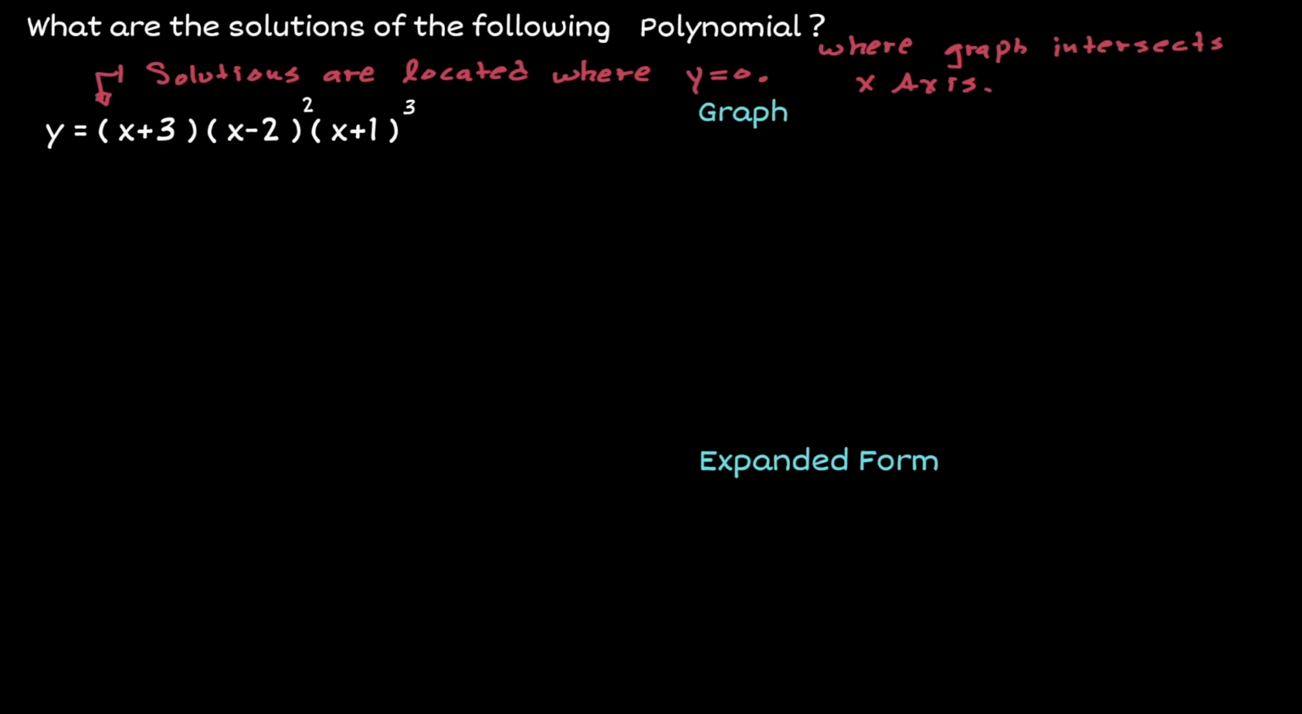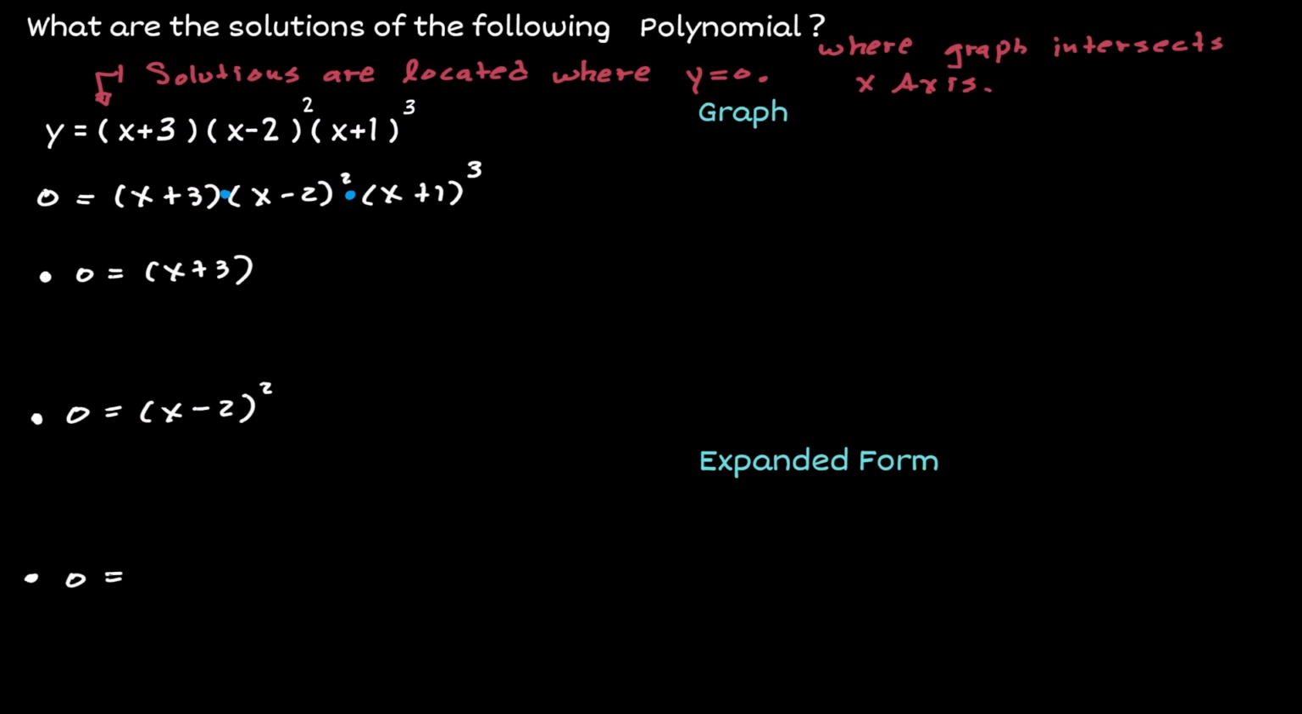So let's do that. Let's look at this function and let y be equal to 0. Notice that on the right hand side, we are multiplying three expressions: the expression of x plus 3, the expression of x minus 2 raised to the second, and the expression of x plus 1 raised to the third. To solve this equation, I'm going to let each of those expressions be equivalent to 0.